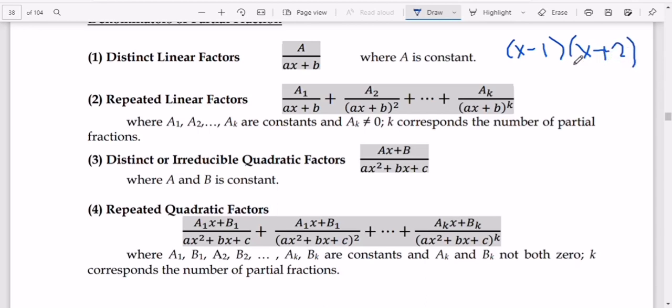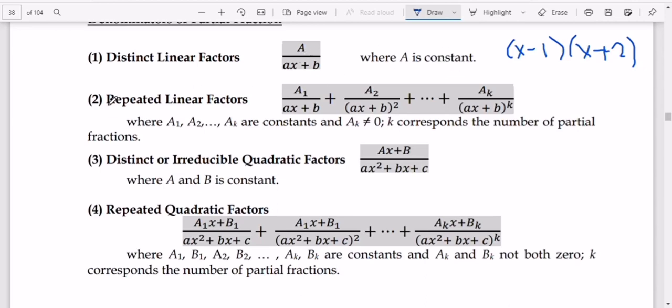If we have a factored form like this, we could say that their roots are distinct, and therefore we could say that it is under the distinct linear factor. So they have distinct linear factors, wherein a is a constant, of course.